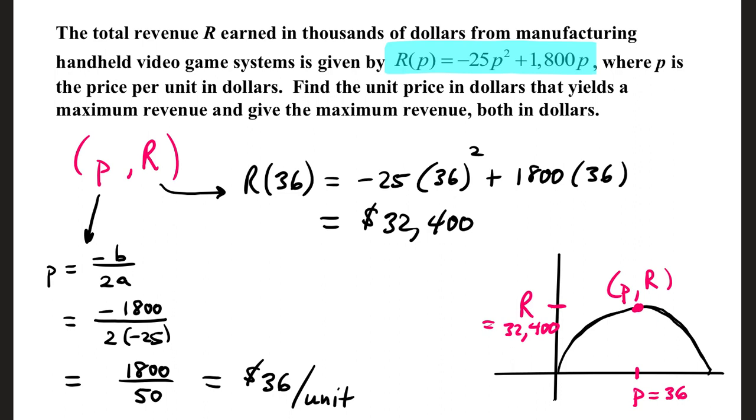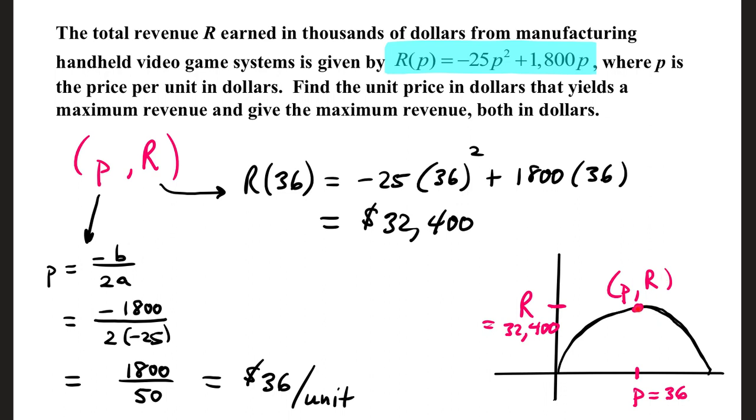Our revenue function has a negative quadratic term, so that tells us that our graph will be a parabola that opens downward. We're looking for maximum revenue, and that's going to be the top of the curve. I marked that point P and R. P is our independent variable, price per unit in dollars, and capital R is the revenue.